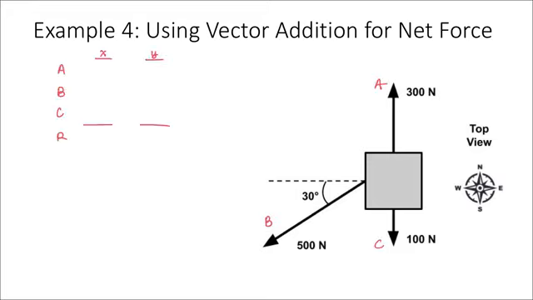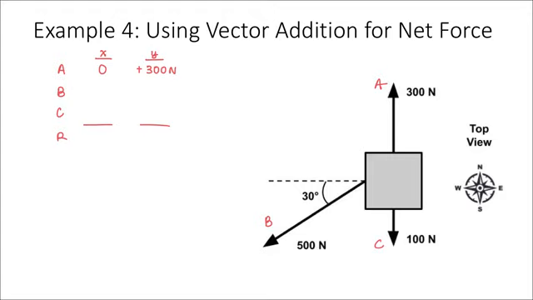Now that I have my table and I've labeled my force vectors, I'll start thinking about the x and y components of each vector. For vector A, it is pointing directly north, and therefore has no x component. It is just a y component itself. The x will be 0, and the y component will be 300 newtons, a positive 300 newtons because it is pointing up.